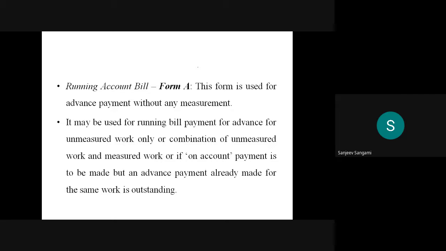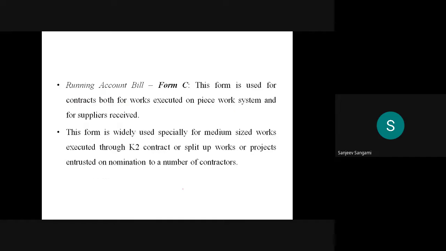Then running account bill form A. This form is used for advance payment without any measurement. This is very important. So, advance payment without any measurement. It may be used for running bill payment for the advance for unmeasured work only, or the combination of unmeasured work and measured work, or if an on account payment is made but an advance payment already made for the same work is outstanding. So it is like advance payment without any measurements. That's form number A.